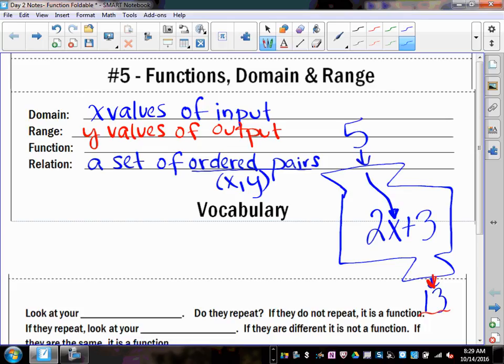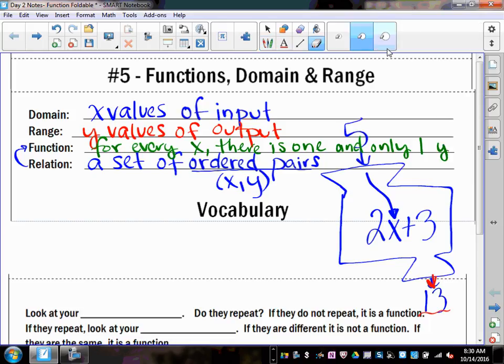When it meets a certain requirement, then we can call a relation a function, only when it meets a certain requirement. So a function is for every x, there is one and only one y. For every x, there is one and only one y.